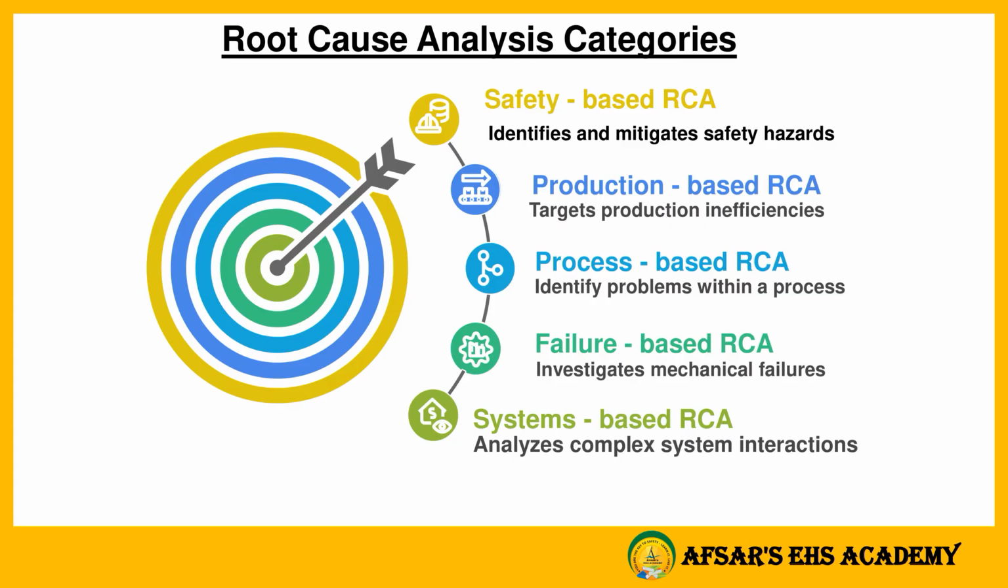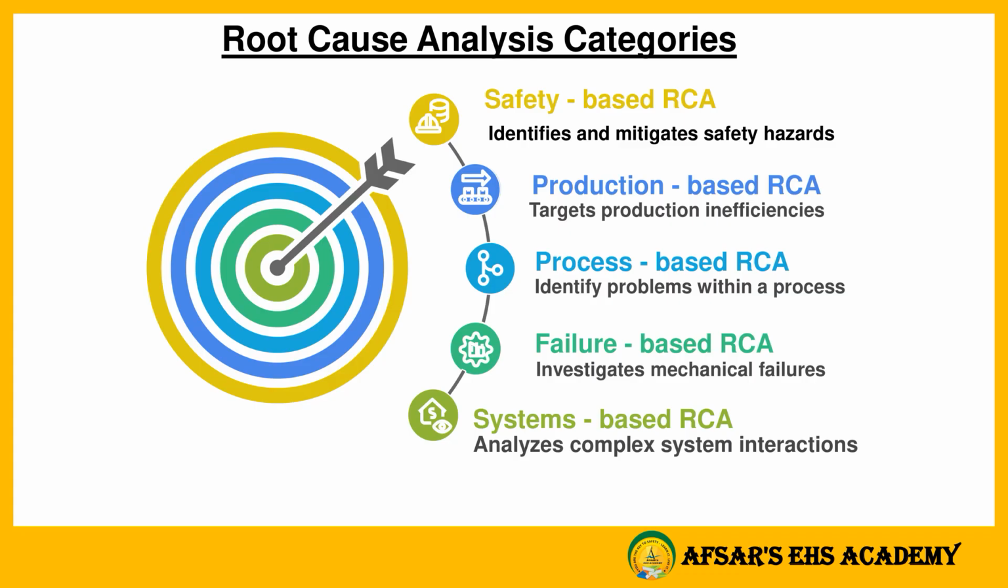Production-based RCA. This type of RCA is used in manufacturing industries to investigate and identify the root causes for issues such as product defects, production bottlenecks, or recurring problems within the manufacturing process so that the quality of the products can be maintained. Process-based RCA. This type of RCA is used to identify the fundamental causes of problems within a process which cause inefficiencies and disruptions so that this can be prevented from recurrence.